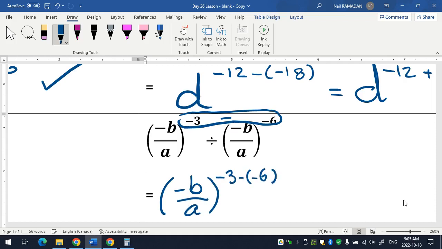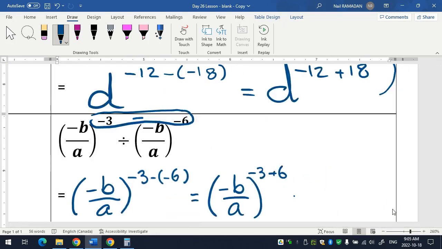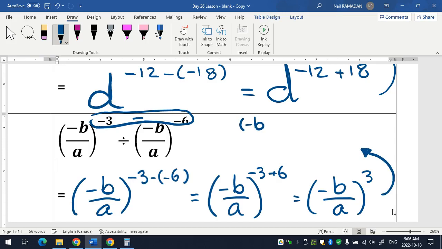Remember, if you jump to a plus 6, I will give you full marks. I'm just being detailed. Minus 6. Okay, what does the 3 do? It attacks each one on its own. So it becomes negative b to the power of 3.